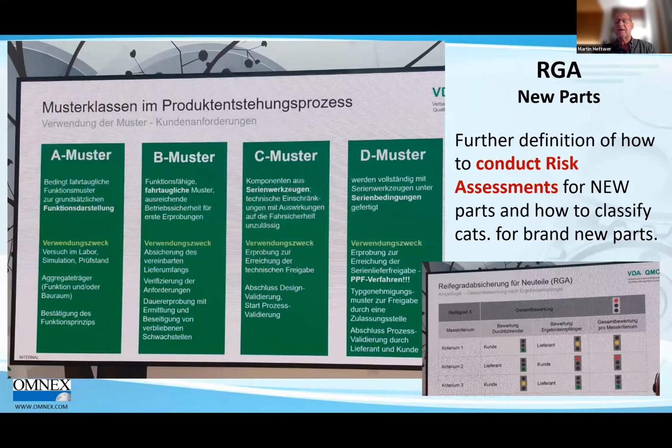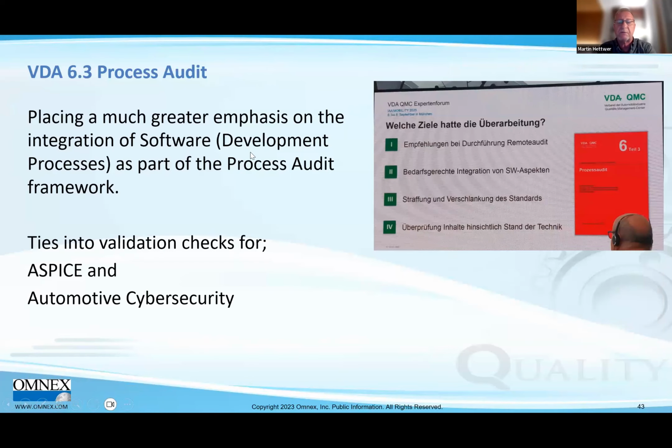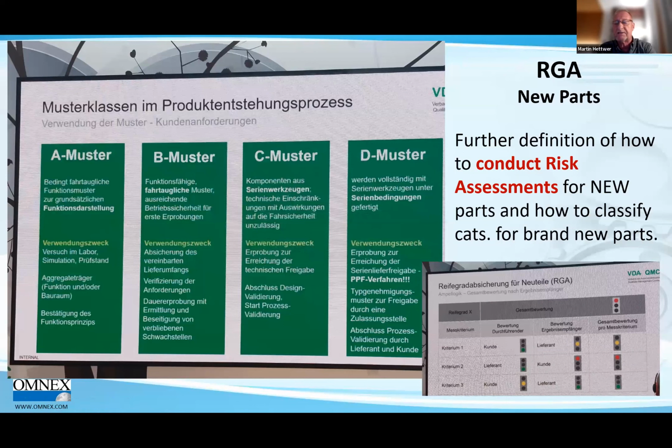The other thing that's out there and we need to consider is the definition of new parts. There's much greater emphasis on different levels of parts as we introduce them. We want to understand how to conduct a risk assessment for new parts, and how we classify those categories for different things. There's a traffic light system for doing that.